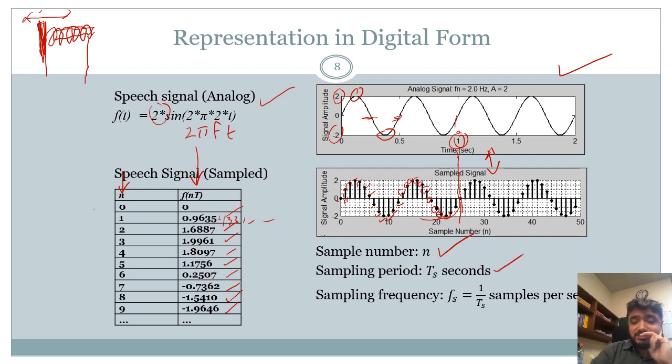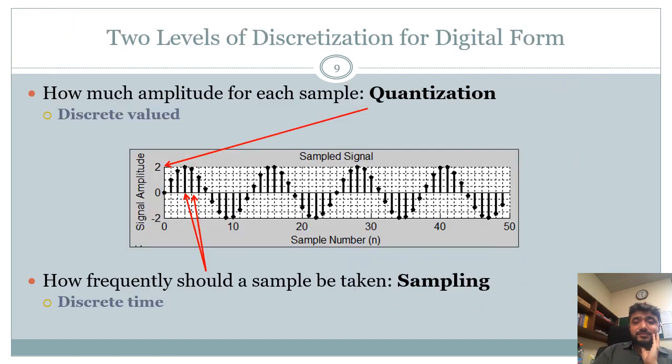And the third thing, which is deeply related to it, is the sampling frequency, or the sampling rate, which is 1 over TS samples per second. So this is no longer hertz, this is the number of samples per second. All right, so hopefully this is not very difficult, and hopefully this is fairly clear.